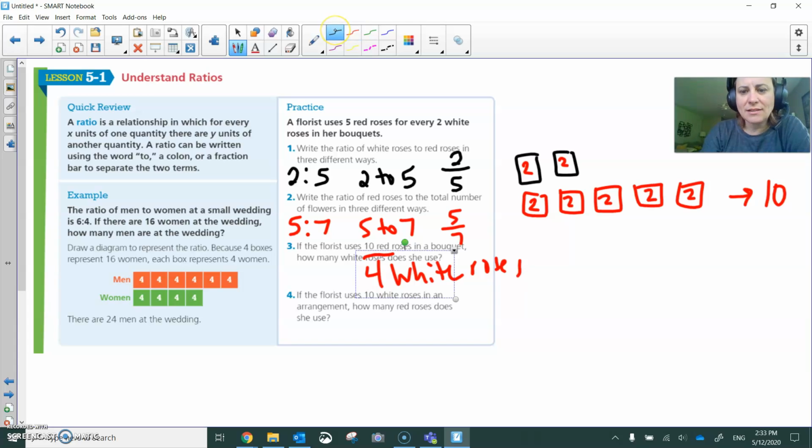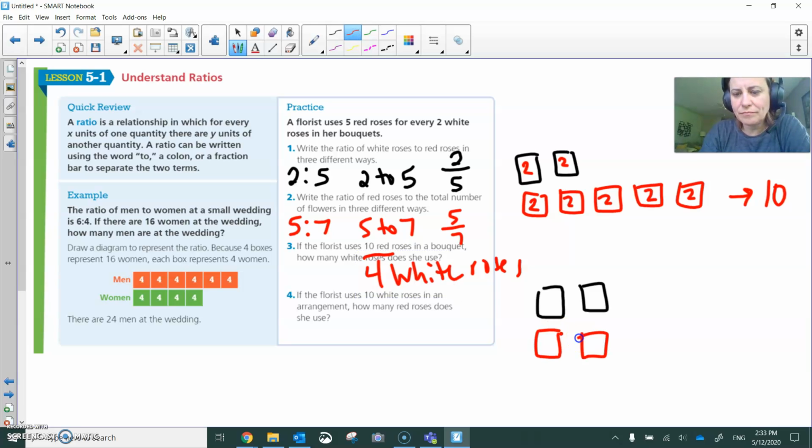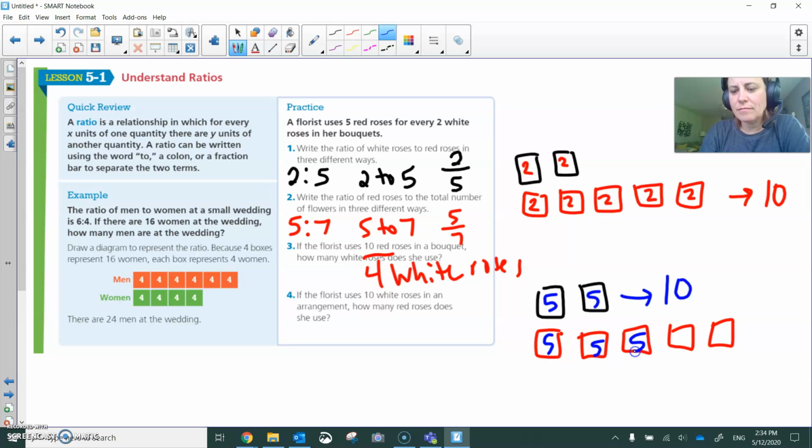And in the next one down, they want you to set it up the same way again. 2 whites for every 5 reds. If the florist uses 10 white roses, so if this number is 10, that means each of those boxes had 5. So 10 white roses means she used 25 red roses.